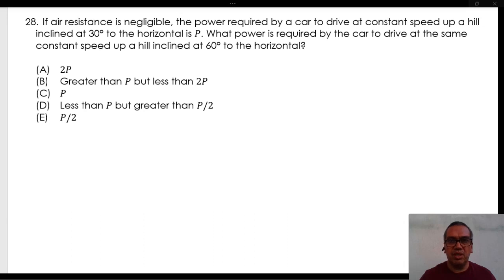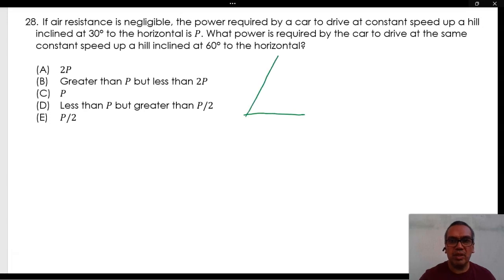If air resistance is negligible, the power required by a car to drive at a constant speed up a hill inclined at 30 degrees to the horizontal is P. What power is required by the car to drive at the same constant speed up a hill inclined at 60 degrees to the horizontal?